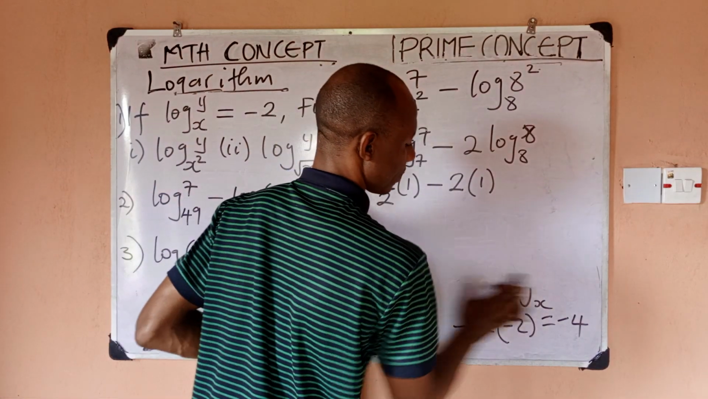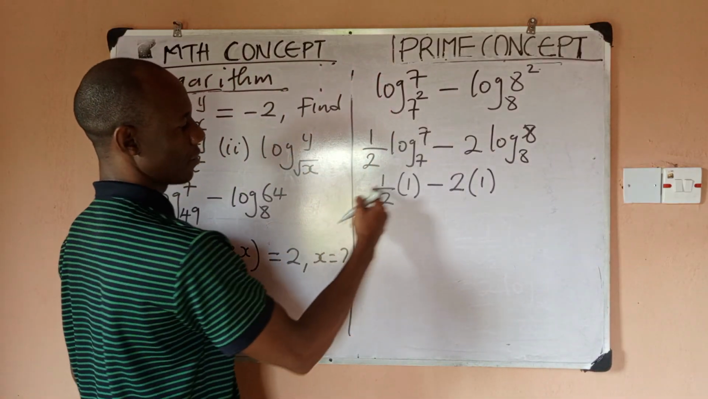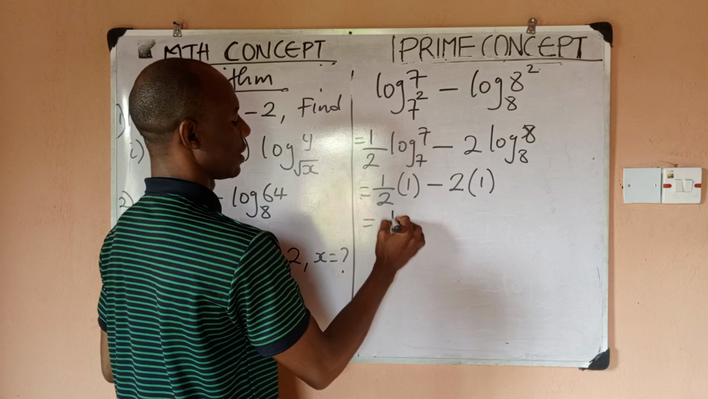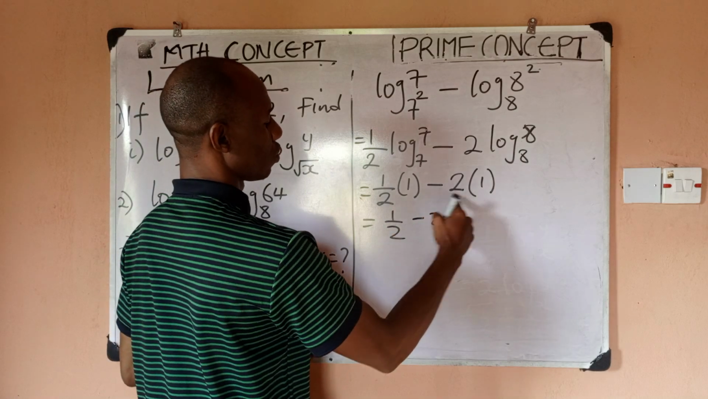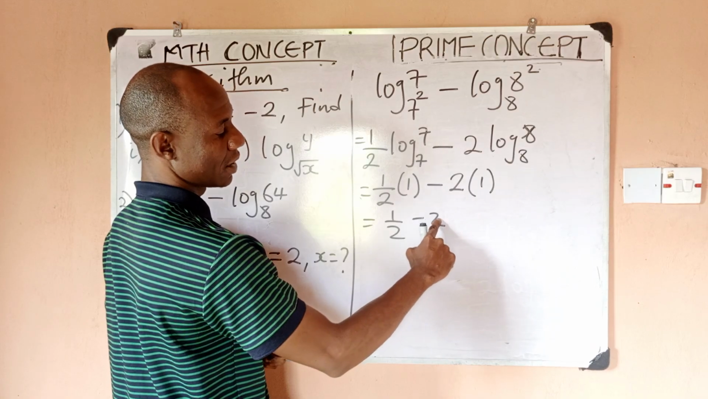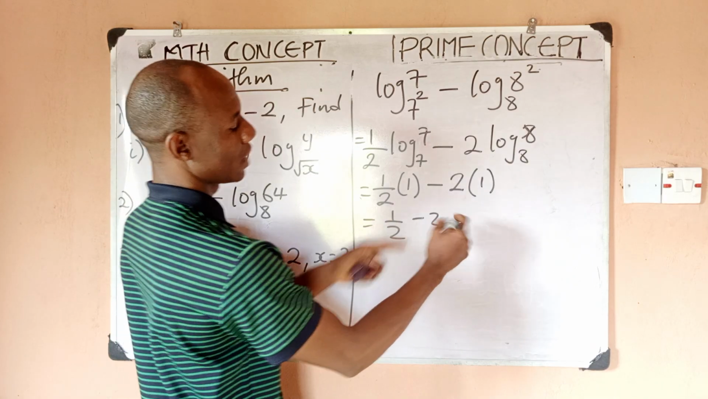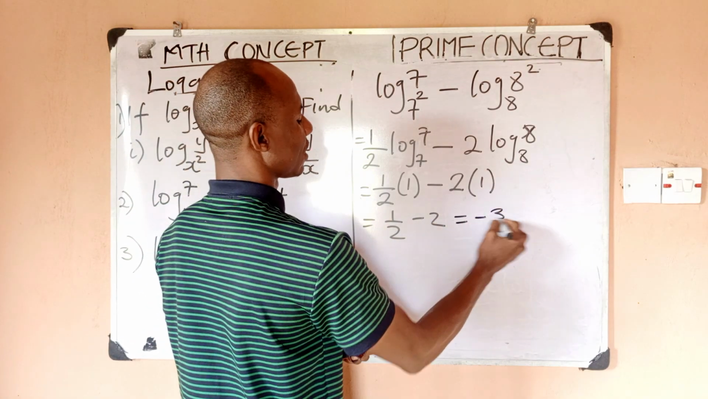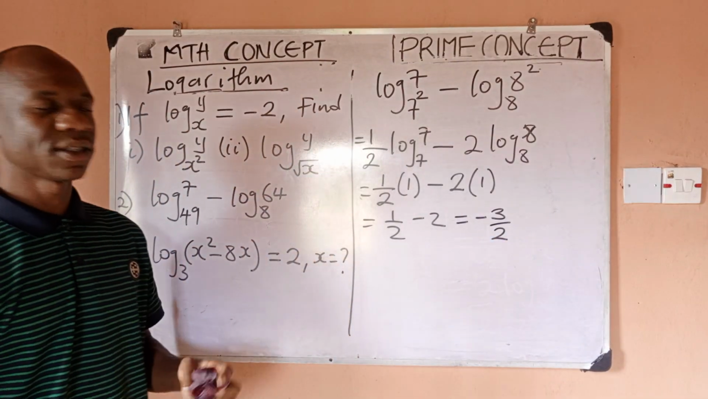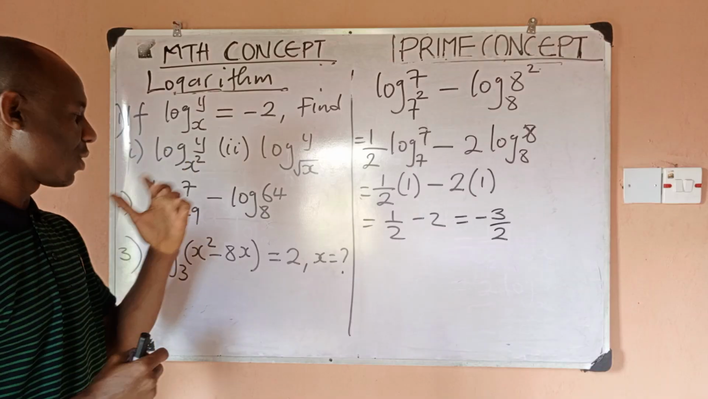So if I solve this, what will it give me? Very simple. I would have half times 1 is half, minus 2 times 1 is 2. So what will I do? I'll just say 2 multiplied by this 2 is 4. So I have 1 minus 4 is minus 3 over 2. So my answer to this question is minus 3 over 2. So I believe it's also very clear.